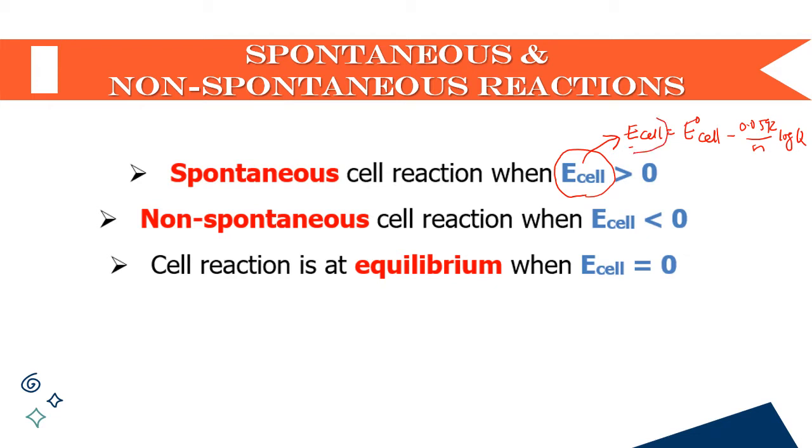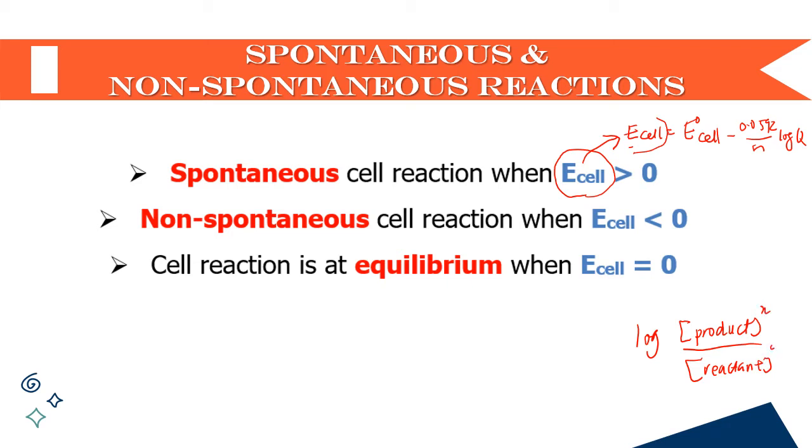If it's more than 0, it's spontaneous. Less than 0, it's a non-spontaneous reaction. And if you get the value equal to 0, meaning the reaction is at equilibrium. So what does it mean that the reaction is at equilibrium? At equilibrium, log Q is the log of concentration of product over concentration of reactant.